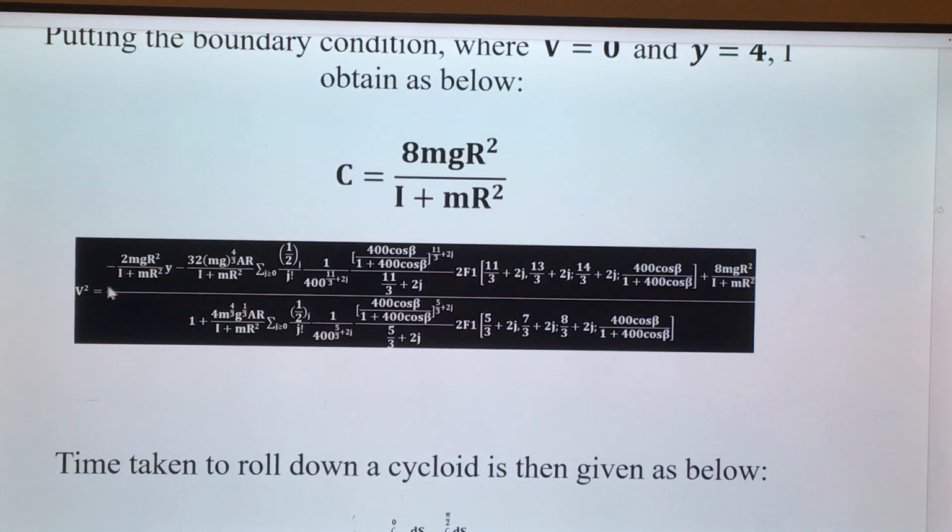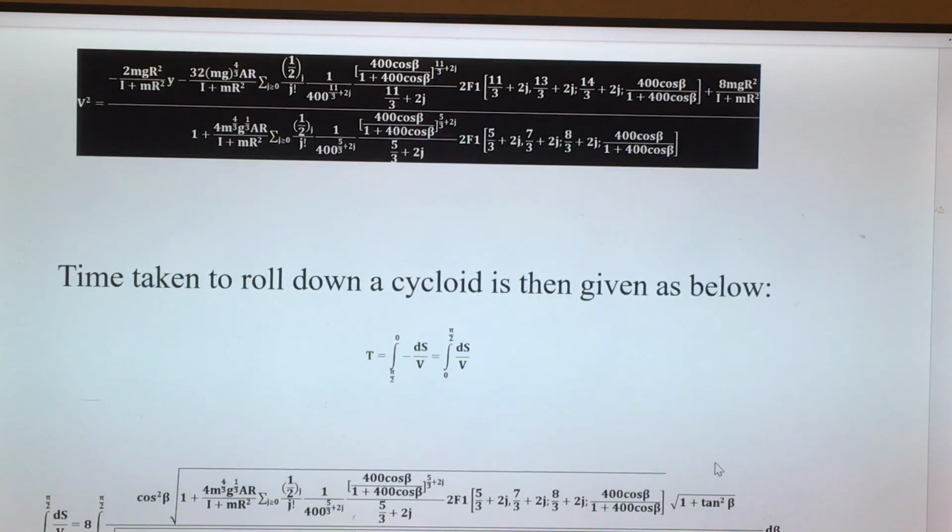Okay, so we get velocity v square. This is the equation that we get. Time taken to roll down a cycloid is then given as below. It's pi by 2 to 0 because the angle beta is pi by 2 here. Here beta is 0. So it goes from pi by 2 to 0 of minus ds over dv.